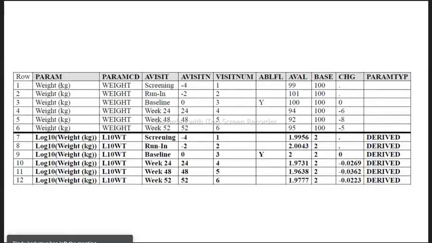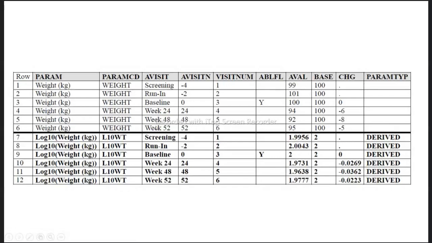Now I want to have log 10 of weight in kilogram, so that's why, can you see, now I'm creating a new set of observations. And what is the parameter I'm creating now? Can you see this one? Log 10 of weight in kilogram. From where am I deriving this one? This 7th record, I'm deriving from the first record. If the eval value is 99, the log 10 of 99 is 1.9956. The log 10 of 101 is 2.00. The log 10 of 100 is 2. The log 10 of 94 is 1.97.